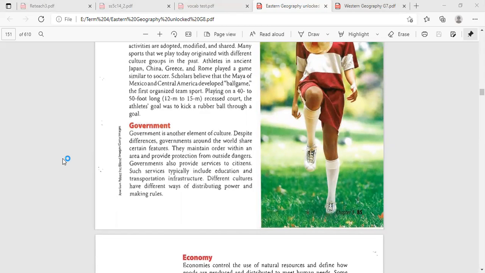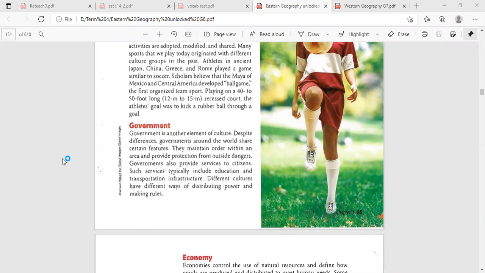Government is another element of culture. Despite differences, governments around the world share certain features. They maintain order within an area and provide protection from outside dangers. Governments also provide services to citizens. Such services typically include education, transportation, and infrastructure. Different cultures have different ways of distributing power and making rules. So the government is another element of the culture.